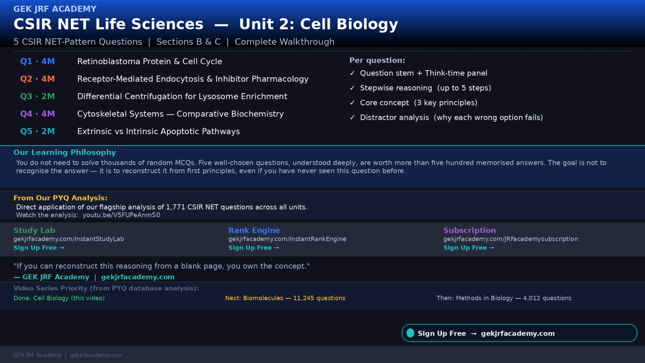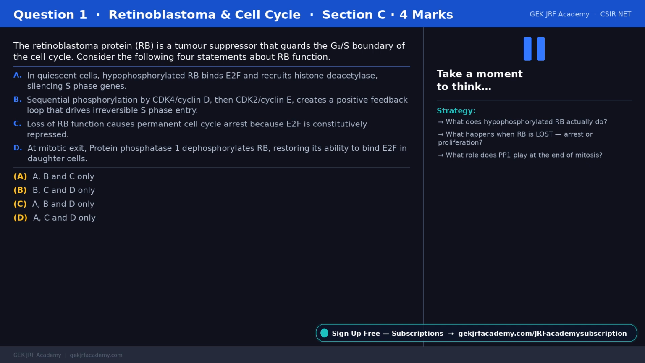Each answer is explained with stepwise reasoning, the core concept, a concept diagram, and a full distractor analysis using the JRF blueprint. 3 questions carry 4 marks each, Section C pattern, and 2 carry 2 marks each, Section B pattern. Let us begin.